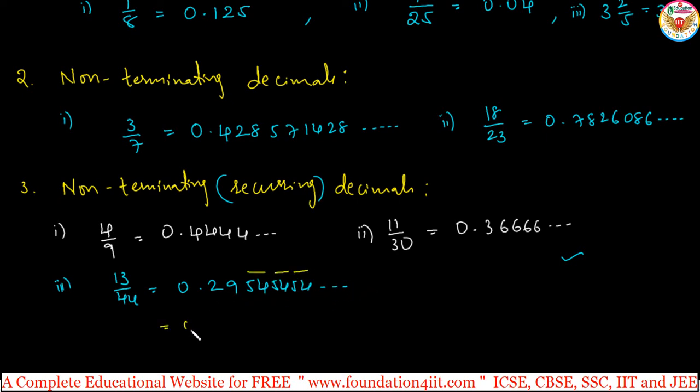So we can write 0.2954, and on the repeating part we keep a bar, which means only that part repeats. Here in 0.36, only on the 6 we keep the bar symbol. Whichever set of numbers is repeating, on that we need to keep the bar. These are the non-terminating recurring decimals, or non-terminating periodic decimals, or non-terminating circulating decimals, where the same set of numbers is repeating. These come under recurring. Okay, these are the examples.